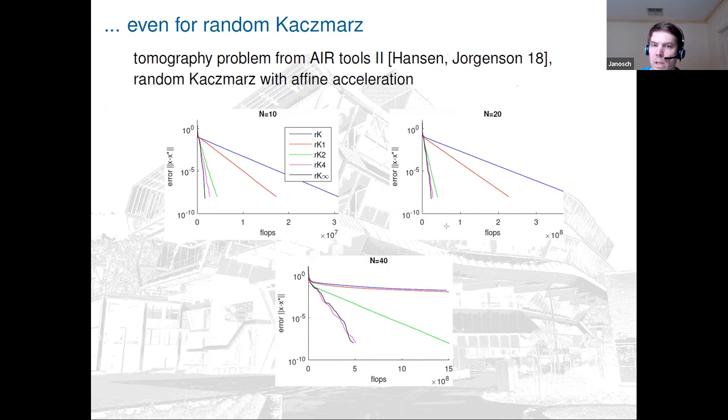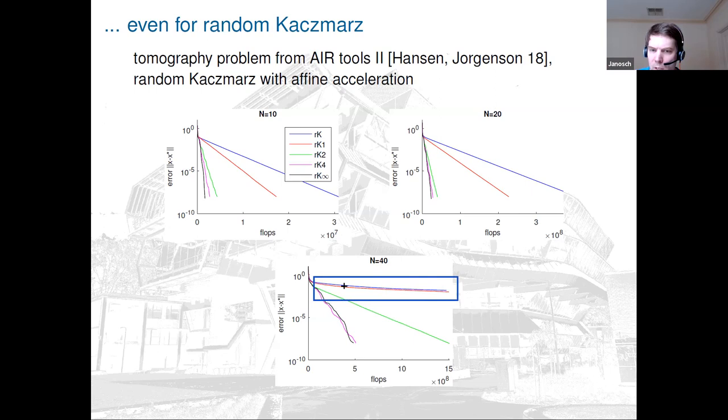You can apply that there, and you can basically apply that to any projection type method, which is bizarre. I mean, you can also apply it to these Gower-Richtarik methods. As long as you can write a method as performing projections, you can apply this technology. And you see basically the same picture, and here it's even more pronounced.